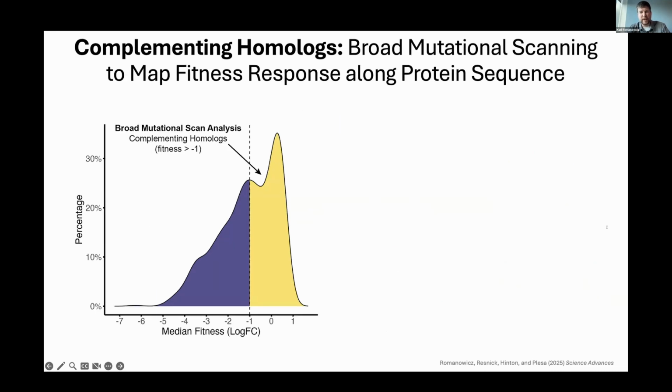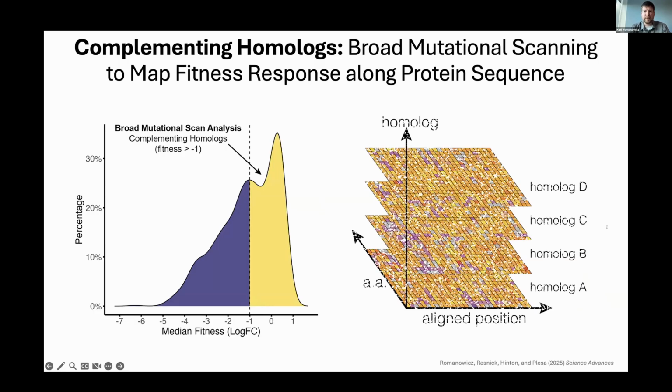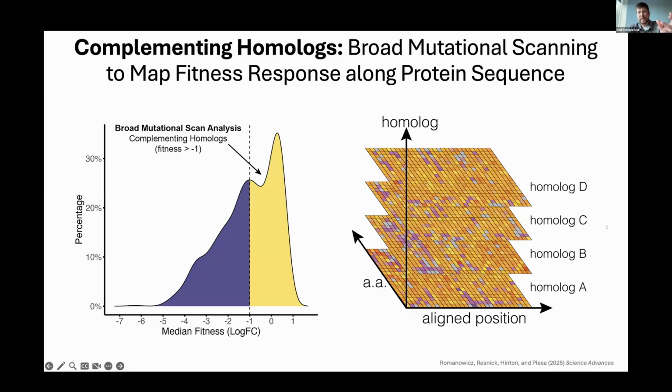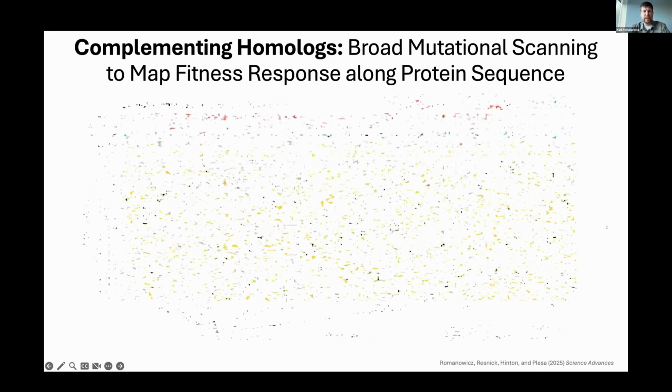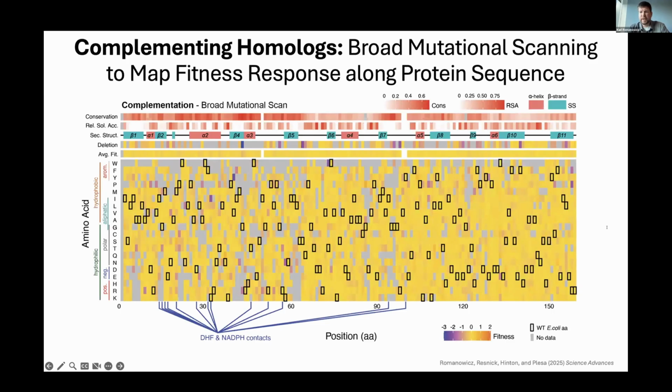Now, on the other side, we can look at the complementing homologs. These have fitness scores that were greater than -1. And we use these now in what we call broad mutational scanning. And so in this approach, what we're doing is we're quantifying the fitness effects of every possible amino acid substitution at every position across the complementing homologs and their associated mutants. And then we collapse these fitness values into a consensus profile, aligned by position along the protein sequence. And then that helps to reveal how sequence variation shapes functional tolerance across the protein family. And so we end up with a heat map showing the fitness response for each of these amino acids at each position across the sequence under these complementation conditions.